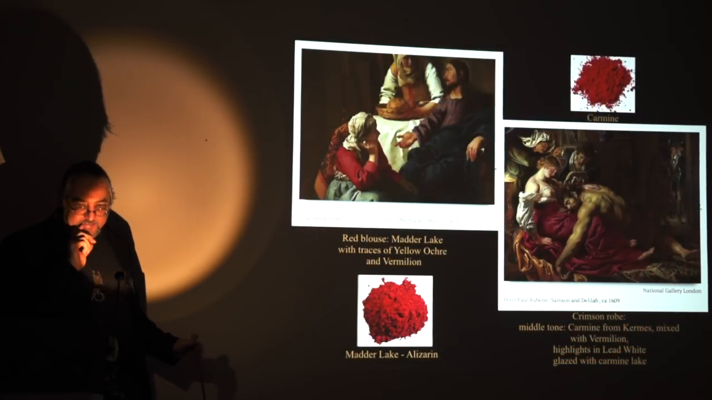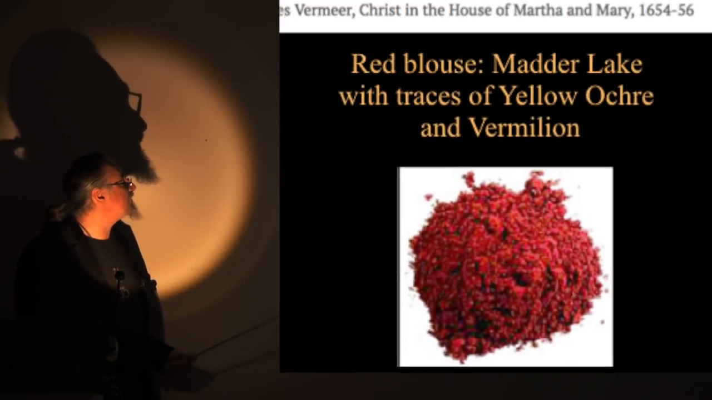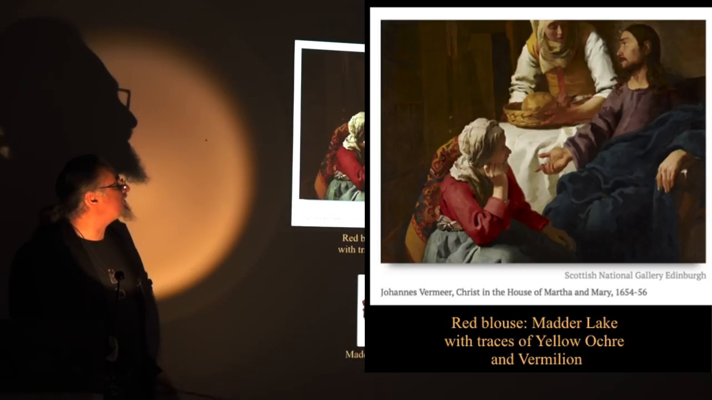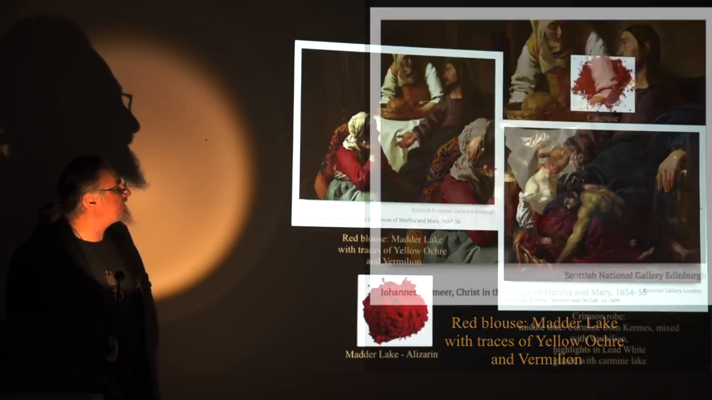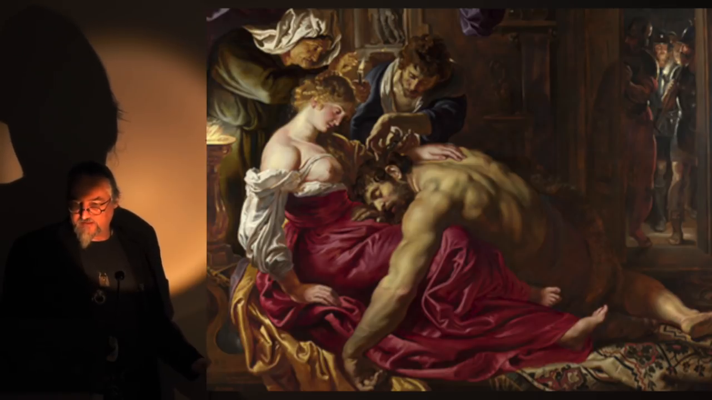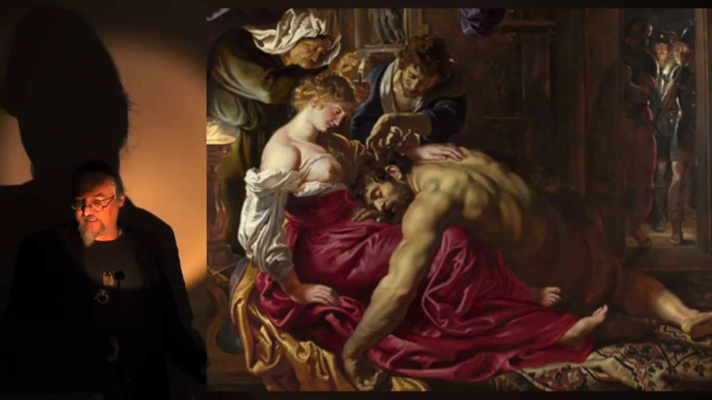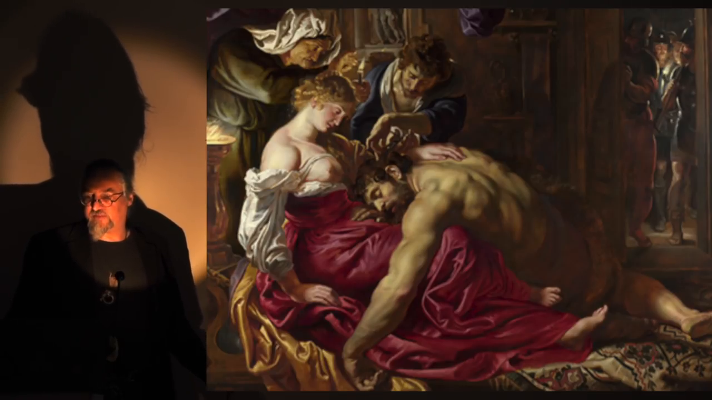Vermeer, again, now this time using madder lake or alizarin to create those deep red hues in the blouse here on the left. And on the right, you have Peter Paul Rubens. Notice the deeper tone of red being created through crimson and carmine from the kermes beetle, mixing it with vermilion and then creating highlights in lead white and glazing it with the carmine lake.